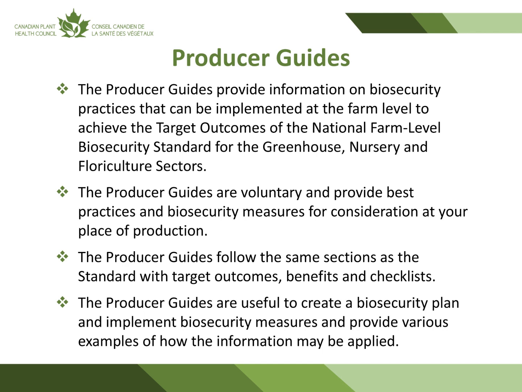The producer guides provide information on biosecurity practices that can be implemented at the farm level to achieve the target outcomes of the National Farm Level Biosecurity Standard for the greenhouse, nursery, and floriculture sectors. The three producer guides to accompany the standard are the Greenhouse Vegetable Sector Biosecurity Guide, the Nursery Sector Biosecurity Guide, and the Floriculture Sector Biosecurity Guide. The producer guides are voluntary and provide best practices and biosecurity measures for consideration at your place of production. The producer guides follow the same sections as the standard, with target outcomes, benefits, and checklists.